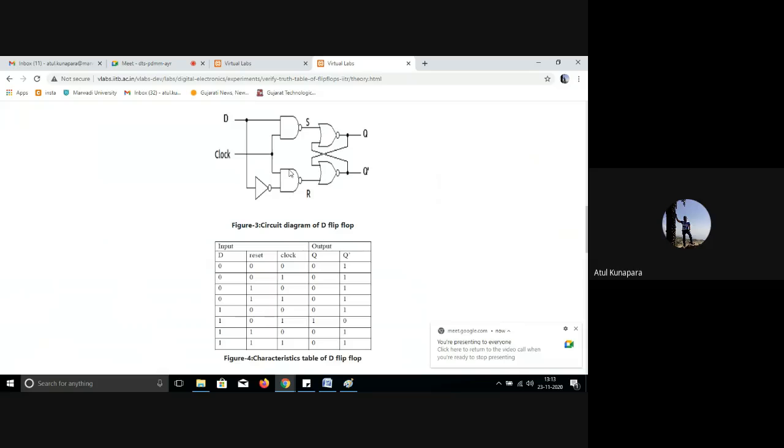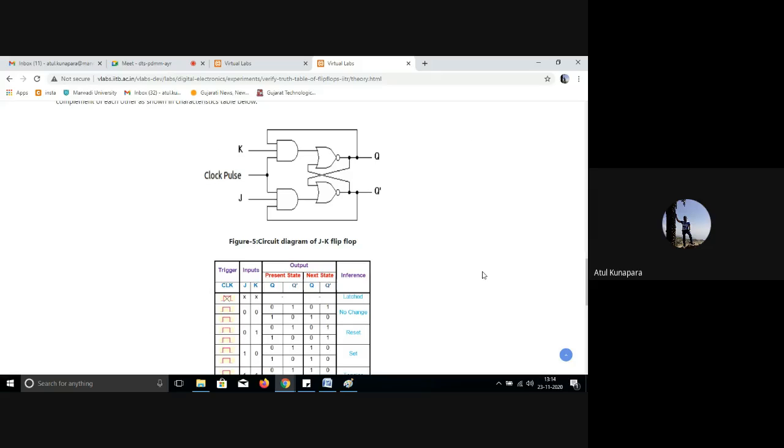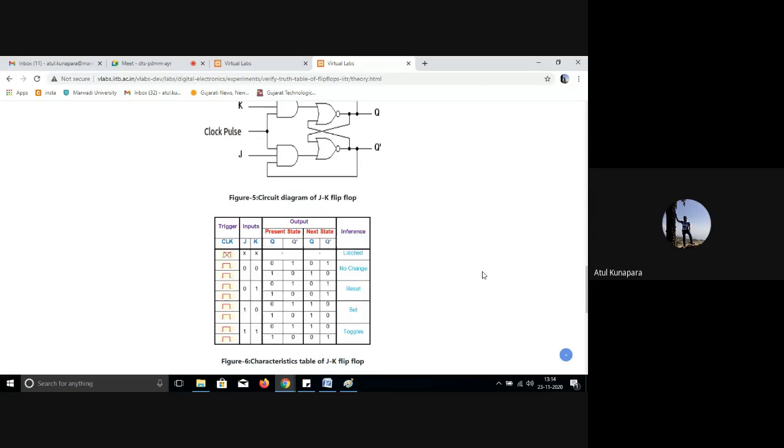Then next we will be having here the JK flip-flop. Now here this JK flip-flop is also developed to avoid that simultaneous 1-1 condition. So you look at this flip-flop connection and the table.